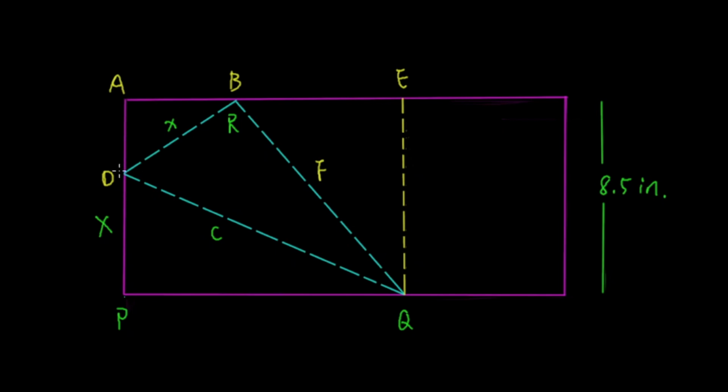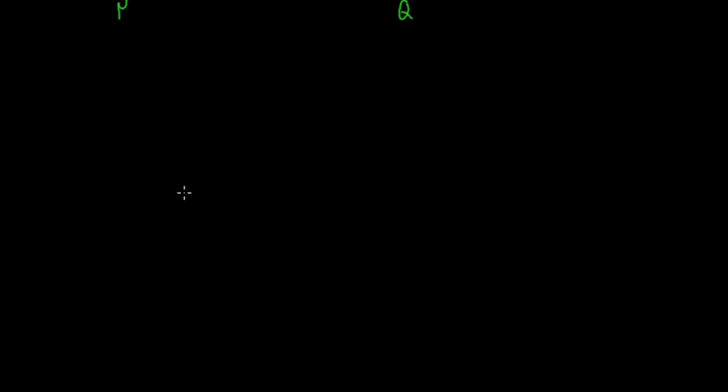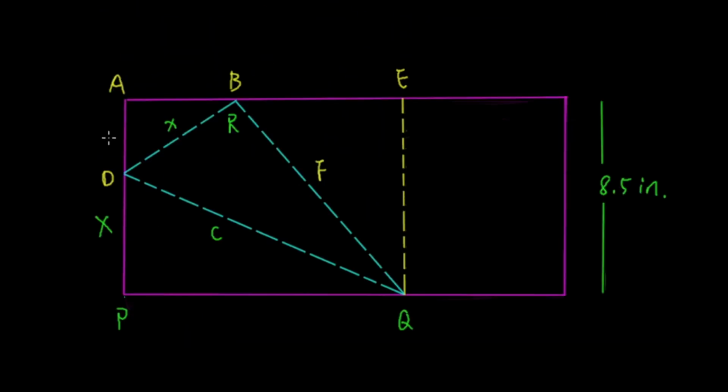And we also know what this side is because the full side here is 8.5 inches. And this piece here is X. Then what would be this length here? AD. What's length AD? It will be 8.5 minus X, right? That's AD. So here, we know that AD is equal to 8.5 minus X. Now, we know that this is X and this is 8.5 minus X.